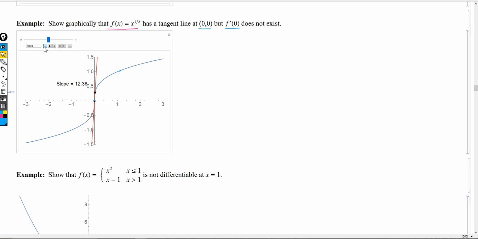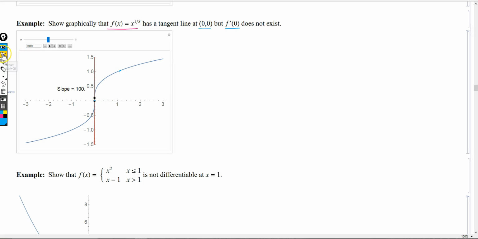Let me step that in a little faster. Yeah, so you see what's happening now: the secant lines are becoming vertical. The slope of the secant lines is getting larger and larger, going to infinity. And the derivative is supposed to measure the slope of your tangent line. So we see the derivative cannot exist at 0 because our tangent line is vertical. So while we do have a tangent line, the derivative does not exist.